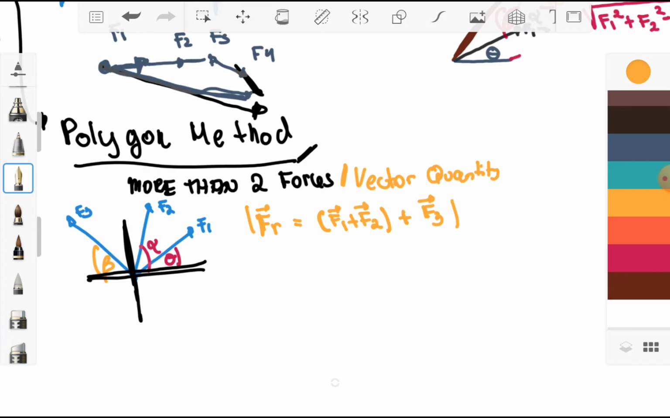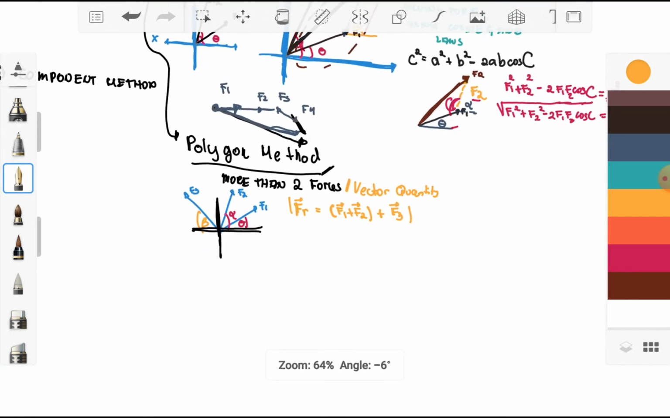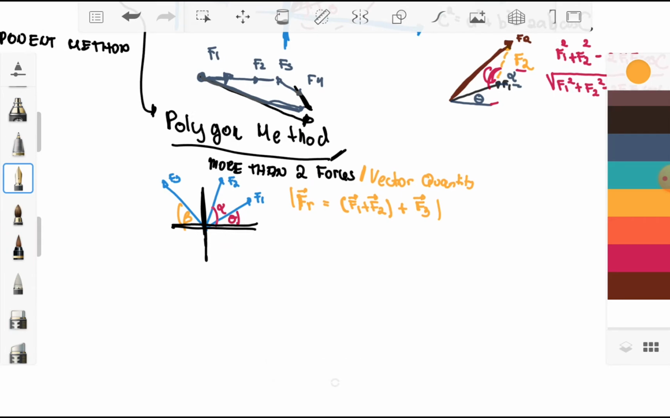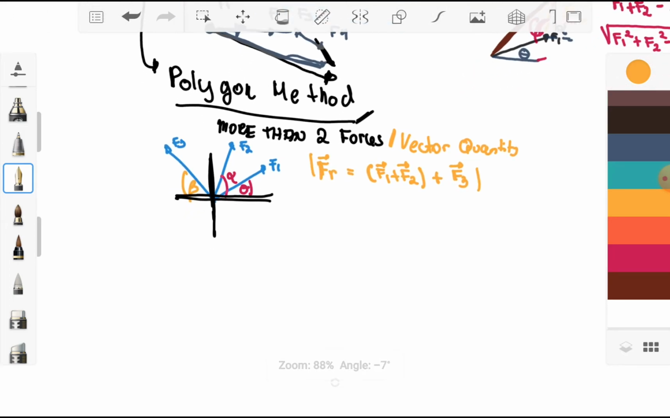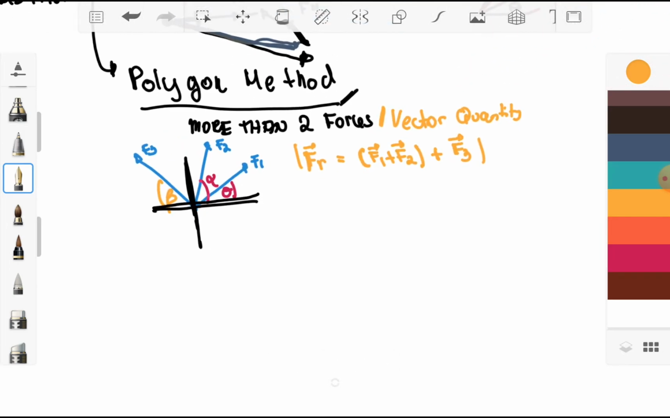So if there are already your FR, F1, and F2, as I have said, when you are using the graphical method of solving your resultant forces or the sum of the vector quantities, you must be mindful of the direction of the arrows. Okay, so how will you solve this one? Take note that, let's say I have my F1, I will project my F1 here.